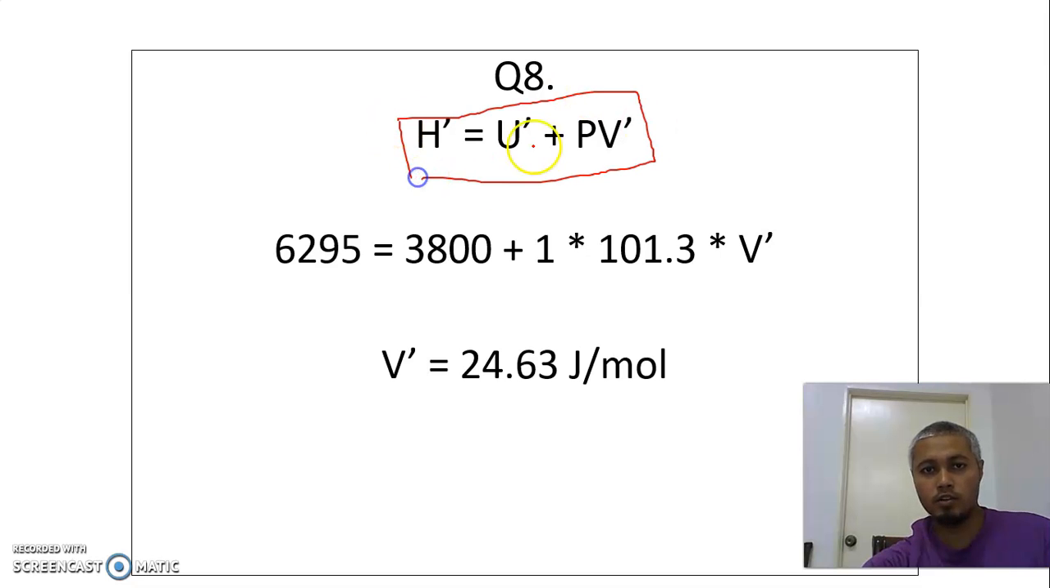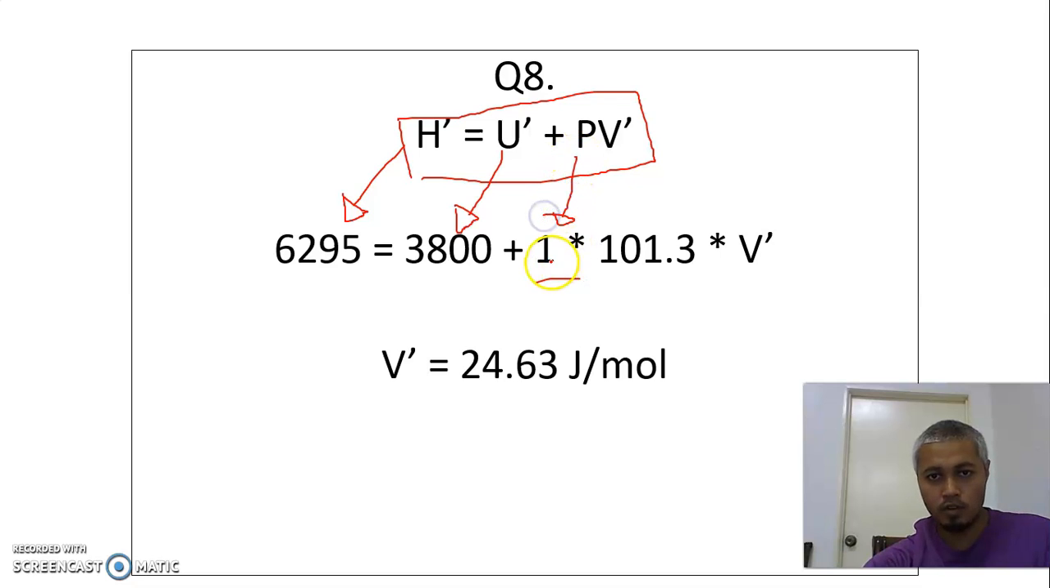This is the equation for specific enthalpy, where we have specific enthalpy equals specific internal energy plus pressure times specific volume. Okay, this is given in the question. The specific enthalpy is 6295. The internal energy is 3800. Then we have the pressure here, but it is not in SI units.